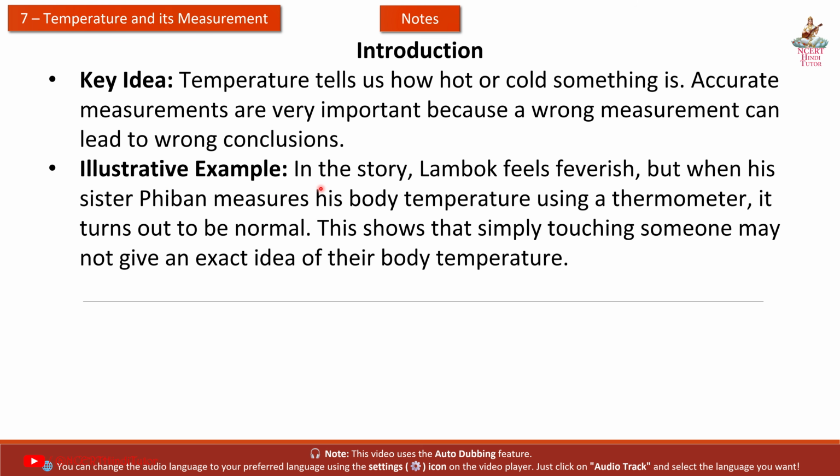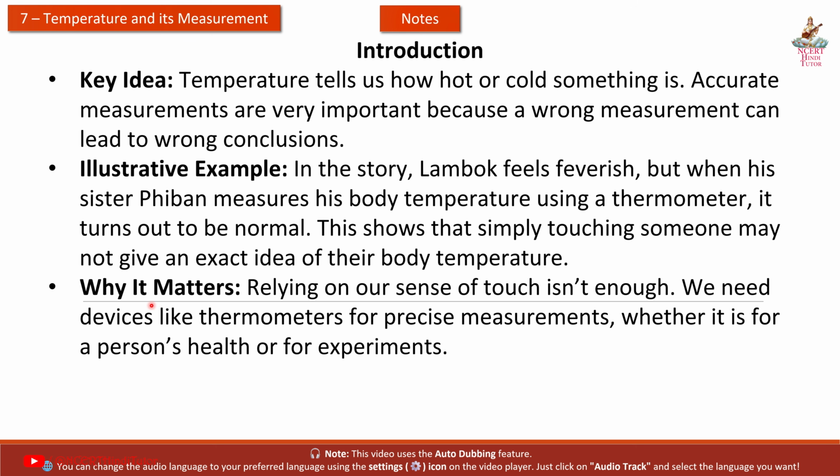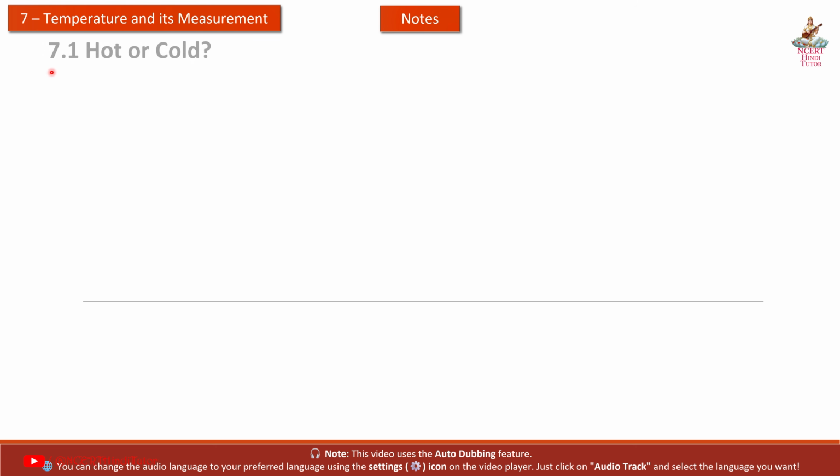Illustrative example. In the story, Lambok feels feverish, but when his sister Fiban measures his body temperature using a thermometer, it turns out to be normal. This shows that simply touching someone may not give an exact idea of their body temperature. Why it matters: relying on our sense of touch isn't enough. We need devices like thermometers for precise measurements, whether it is for a person's health or for experiments.